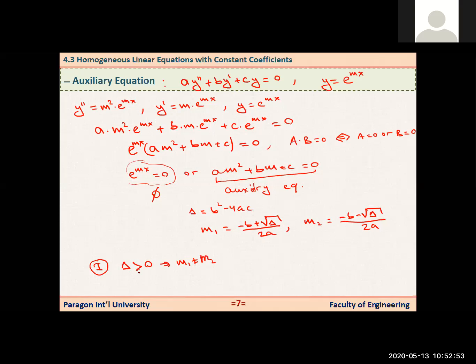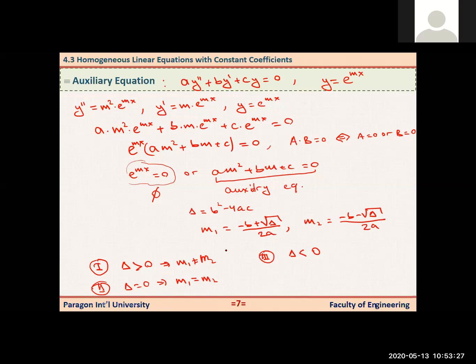And what is the second case? The second case is delta equal to 0. If delta is equal to 0, we will get two roots, but they are equal to each other, so we call them repeated roots, right? And the third case is delta less than 0. Here we also get two solutions, but they are not real, they are complex, right? So we get three cases, and we will consider them one by one.